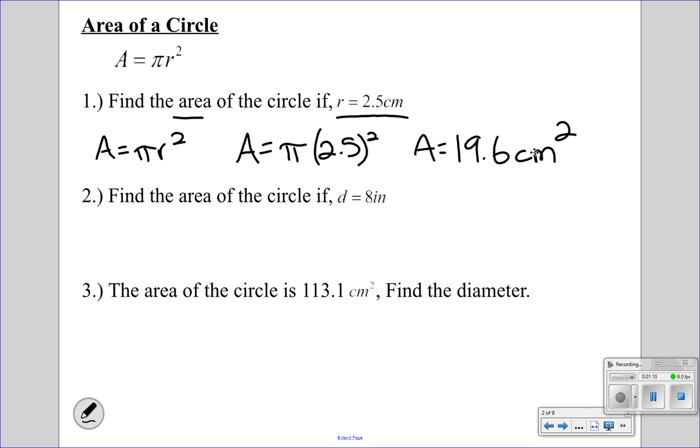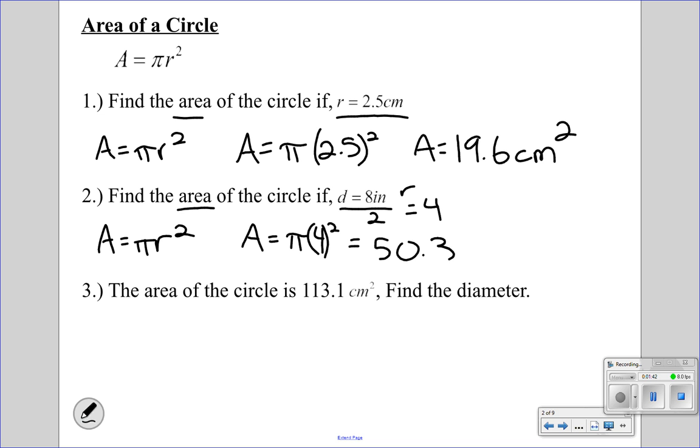So this asks us to find the area if d equals 8. D is our diameter, but in order to use area equals pi r squared, we need to know the radius. In order to find the radius, we simply divide our diameter by 2. So our radius equals 4. Now we can plug in. Area is pi times 4 squared. 4 squared is 16, so 16 times pi is 50.3, and remember inches squared.